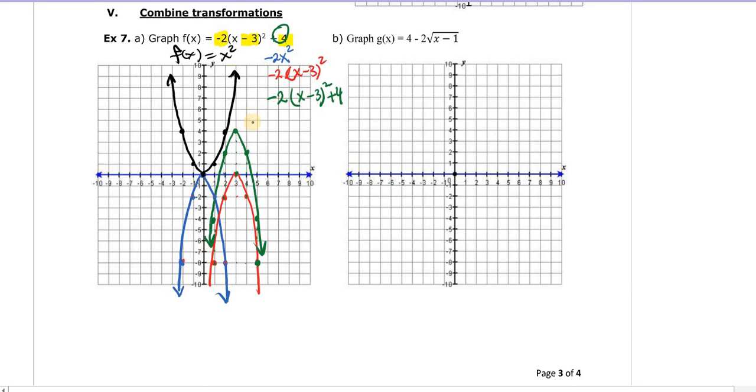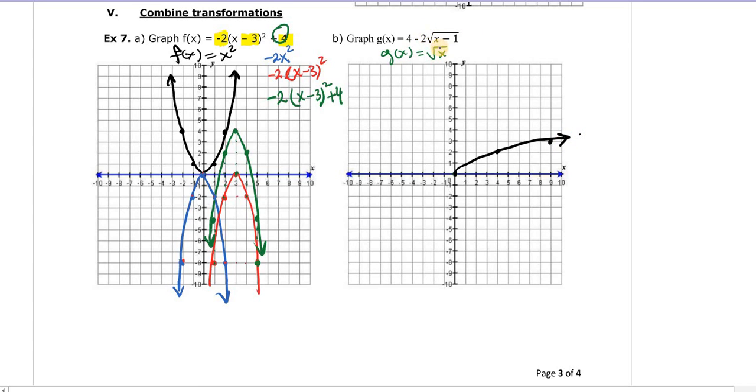So if I erase all of the previous ones, only the green is going to be representing the current function we're talking about. Let's work on g of x. The parent function of g of x is the square root of x. I know the square root of x is equal to 0 when x is equal to 0. When x is equal to 4, the square root is 2. When x is equal to 9, the square root is 3. So here is the parent function, g of x.